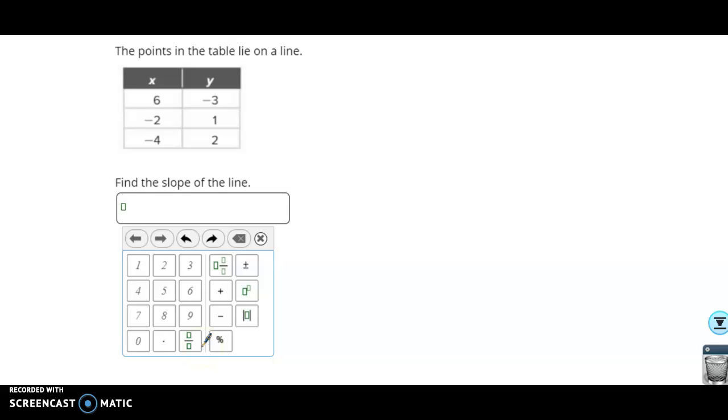The next example gives you points in a table. All right. Well, these are just xy points. You can write them as xy points. The first one is 6, negative 3. This one is negative 2, 1. This one is negative 4, 2. You only need 2 points to do the slope formula, so you just pick 2 you want to use, plug them into the formula.